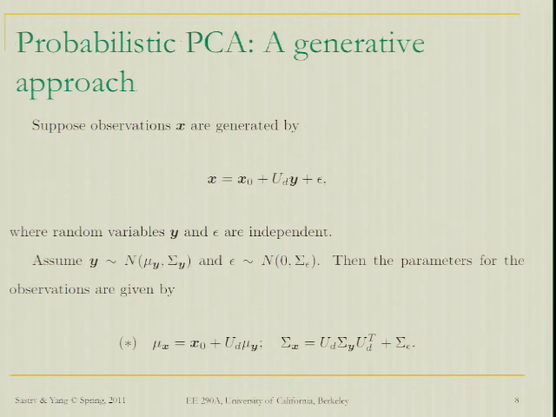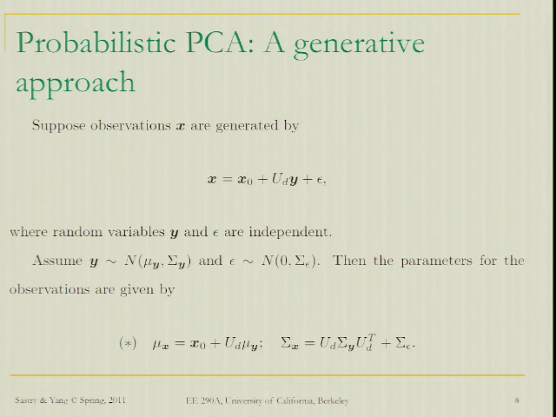So the second topic we're going to talk about is to extend the formulation of PCA from a generative approach, called probabilistic PCA. In this case, let's suppose all the observations x are generated by this equation: x equals x0, which is the mean, plus Ud, the basis for the small d dimensional subspace, times the coefficient y, plus epsilon, which is the noise. We are going to assume they are random variables, and that y and epsilon are independent.